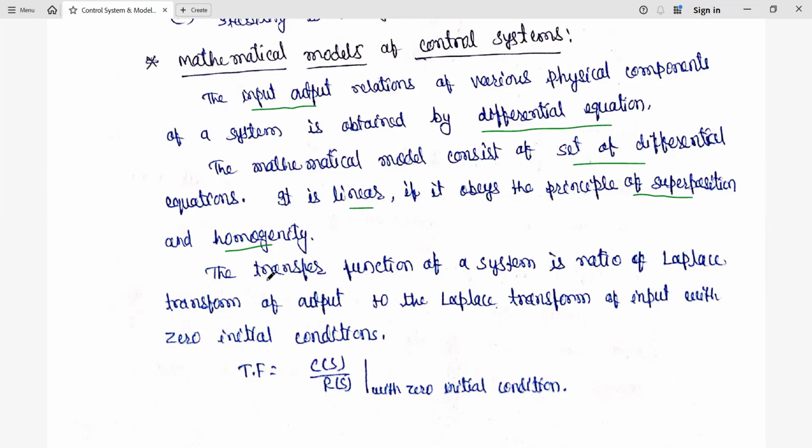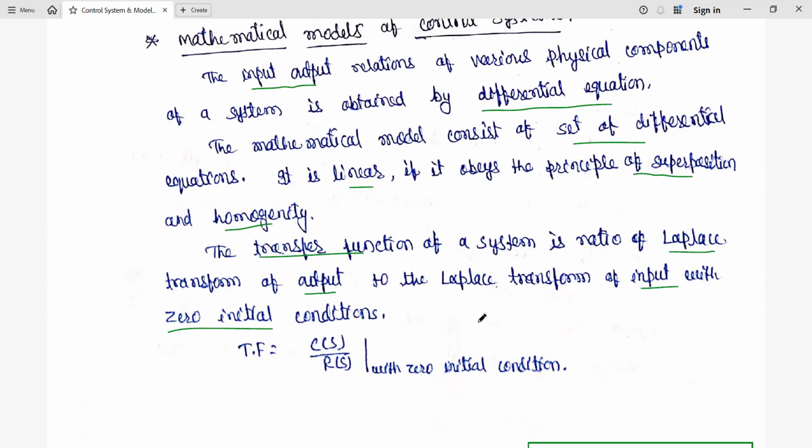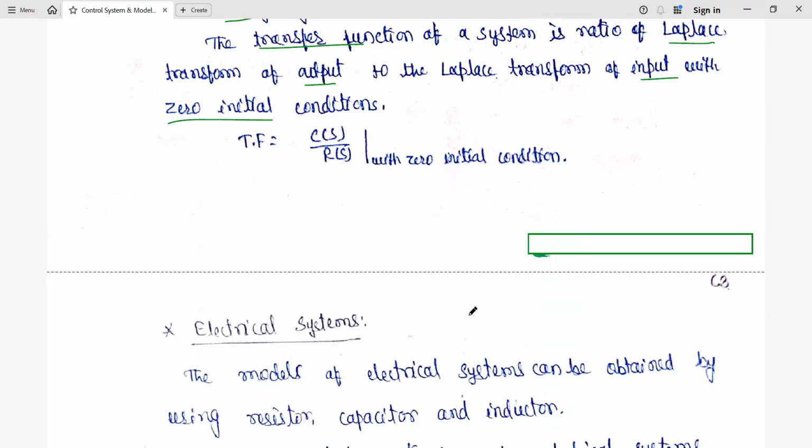And transfer function, now we are going to define what the transfer function is. The transfer function of the system is the ratio of the Laplace transform of the output to the Laplace transform of the input, provided zero initial conditions. So in the initial condition, we consider t equal to 0. Finally, on the basis of that, transfer function equals C of S upon R of S. C of S is the Laplace transform of the output, R of S is the Laplace transform of the input, and here we have zero initial conditions.